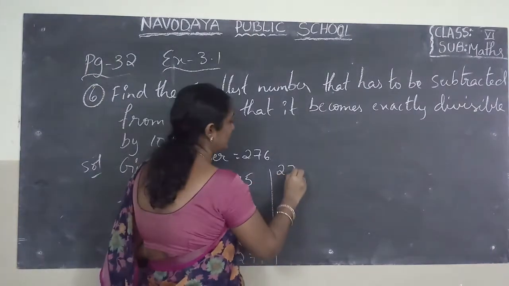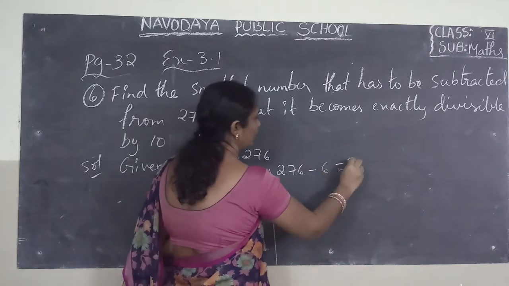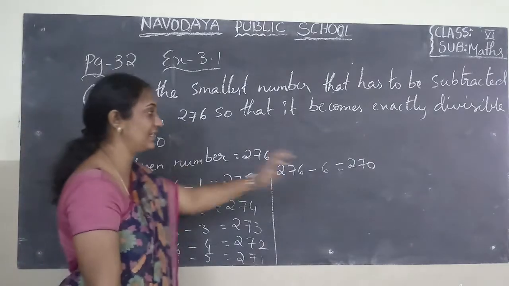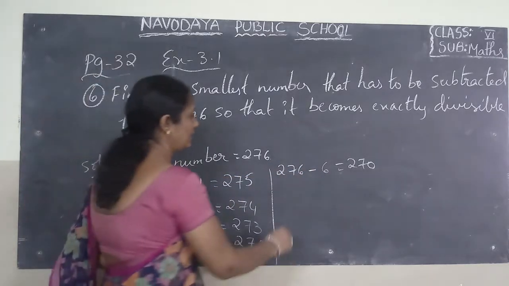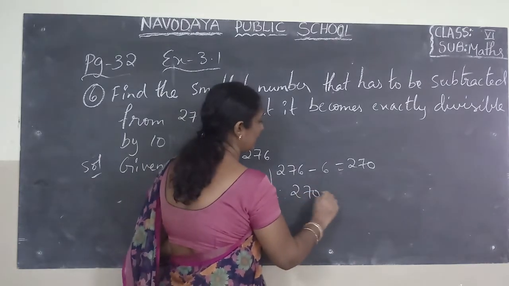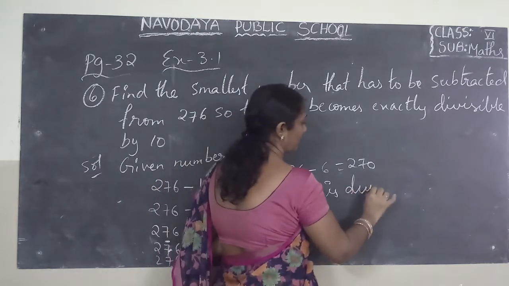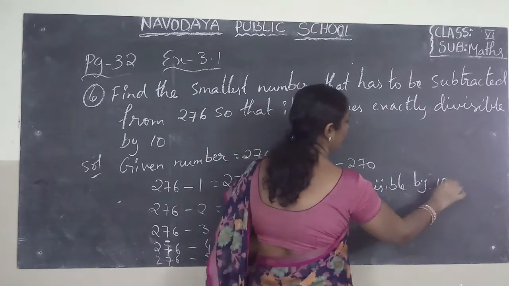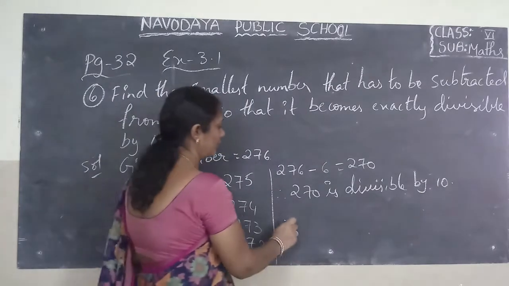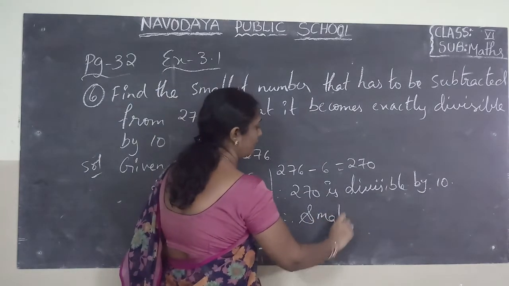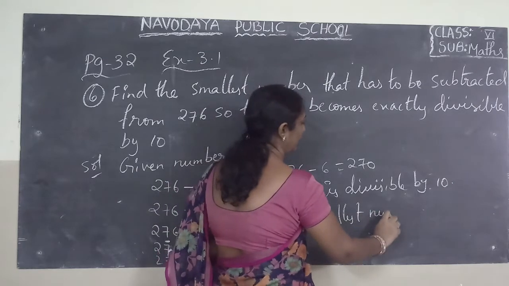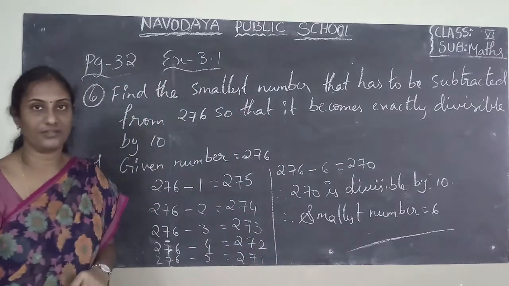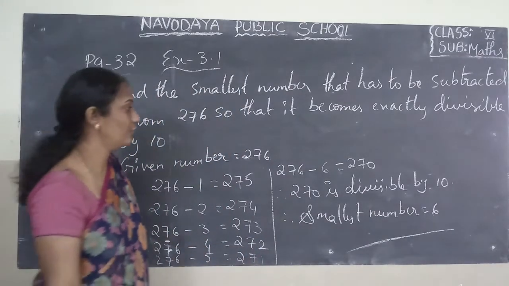Take the next number. 276 minus 6, how much? 270. We got 0 in the ones place, so it is divisible by 10. So write here: therefore, 270 is divisible by 10. Therefore, what is the smallest number we have taken here? 6. Therefore, smallest number equal to 6. Now, see the next one.